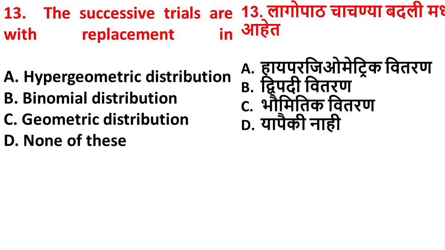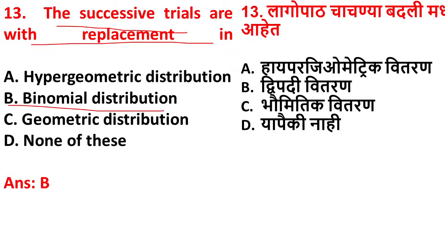Question number 13. The successive trials are with replacement in option A hypergeometric distribution, option B binomial distribution, option C geometric distribution, option D none of these. So the successive trials are with replacement in... Here the right answer is option B, binomial distribution.